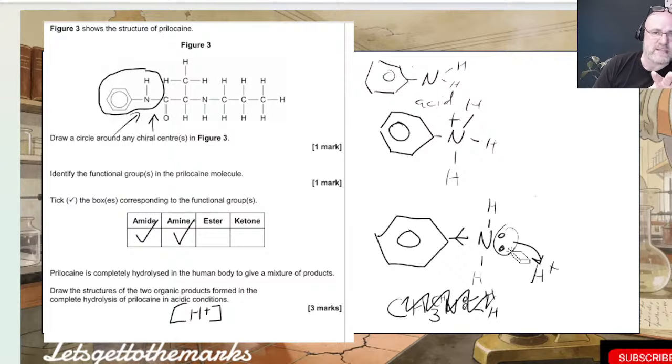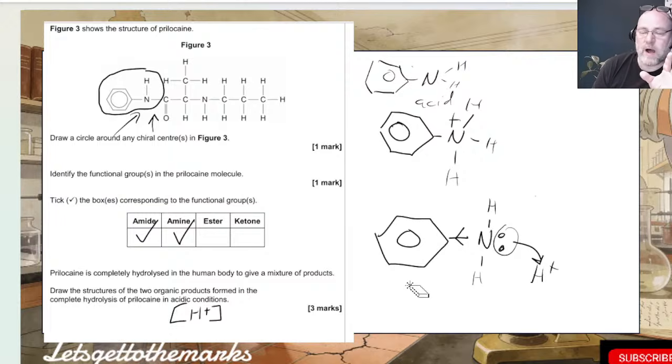If they ask you why this is a poor base, the lone pair of electrons are partially delocalized into the pi ring, okay? So we need to use the word partial delocalization, and that's what happens to this lone pair. However, they're still acting as a base in acid conditions and picking up the hydrogen.